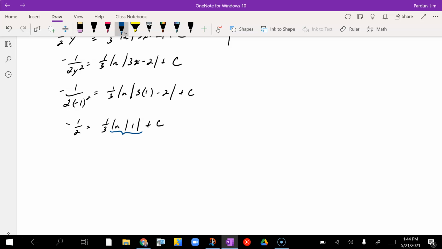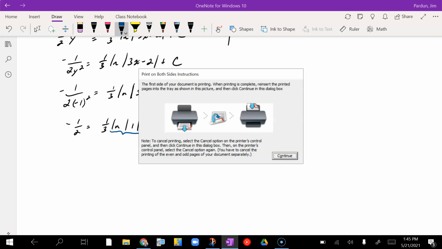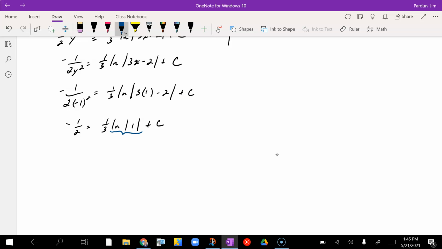Now, the natural log of 1 is 0. And that should make sense to you. If you are not aware that the natural log of 1 is 0, I want you to think about why that would be. And then, if you need help with that, or you can't figure out why the natural log of 1 is 0, you're going to let me know, and I'll record another video for you. So that gives us c equals negative 1/2.